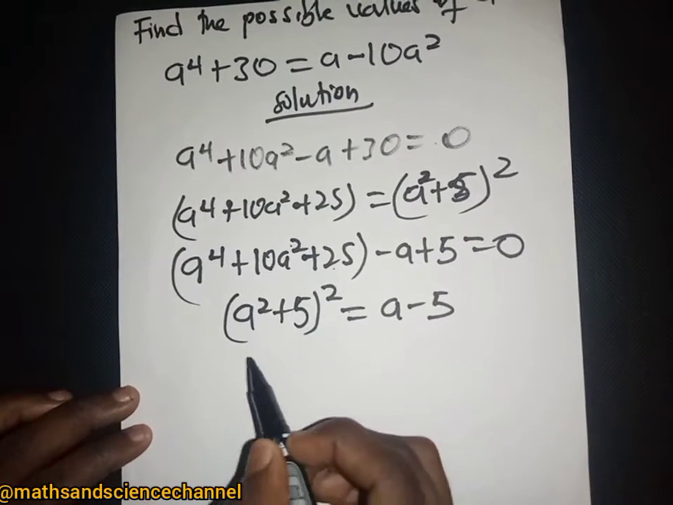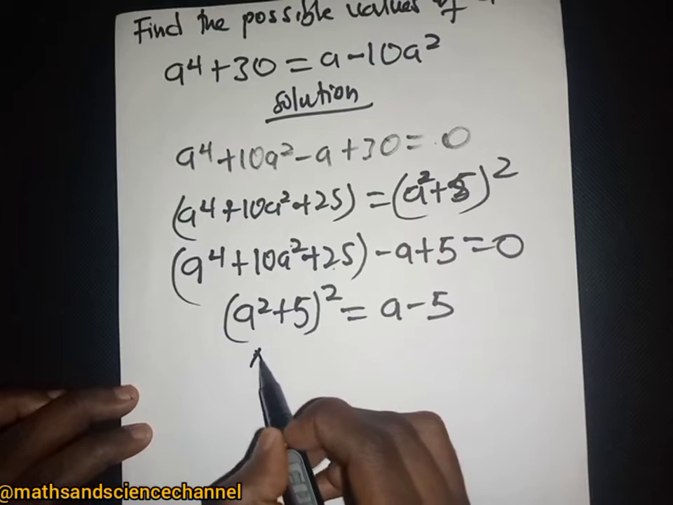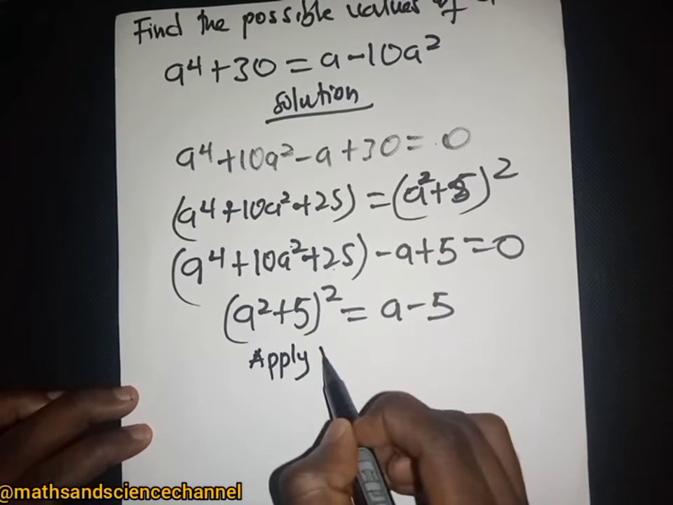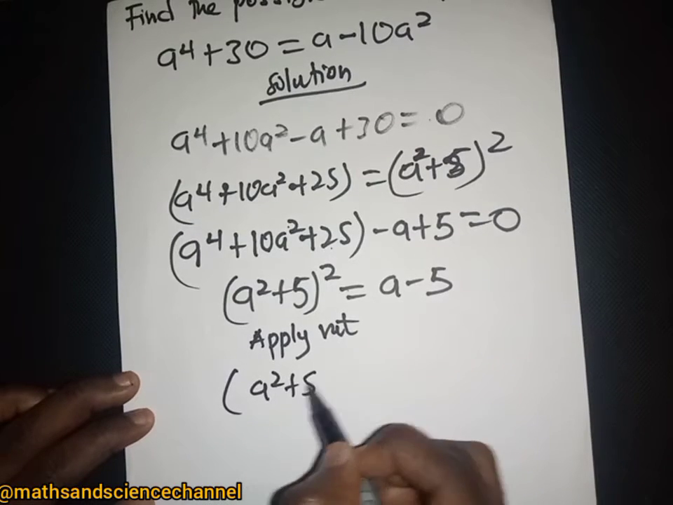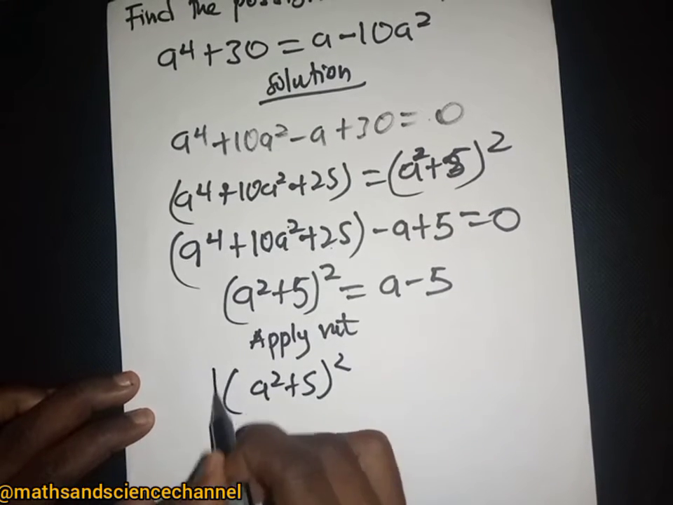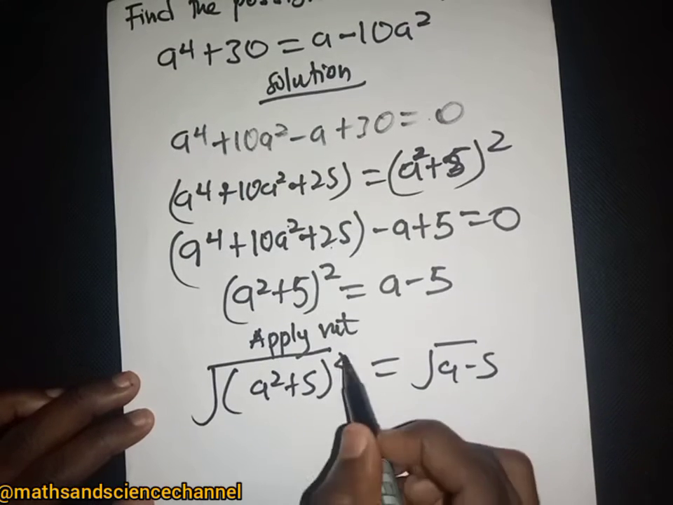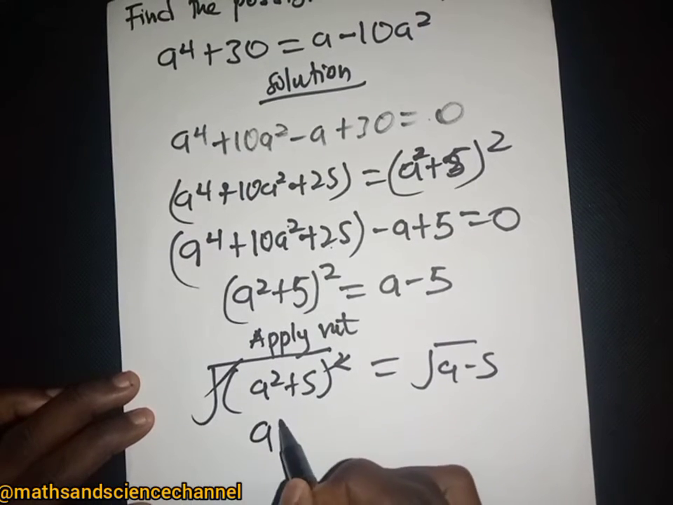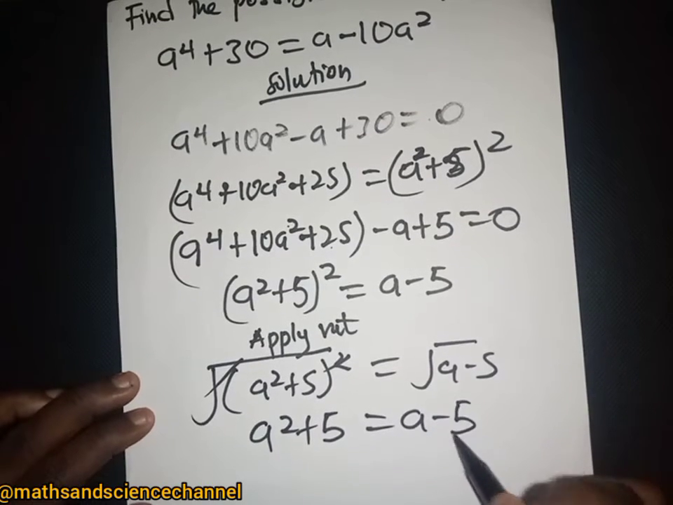Okay, so let's apply root to both sides. So applying root, we have a squared plus 5, all squared. So we apply root here, and then also we apply root here, right? This will get rid of that, and we have just a squared plus 5 being equal to the square root of a minus 5, right?